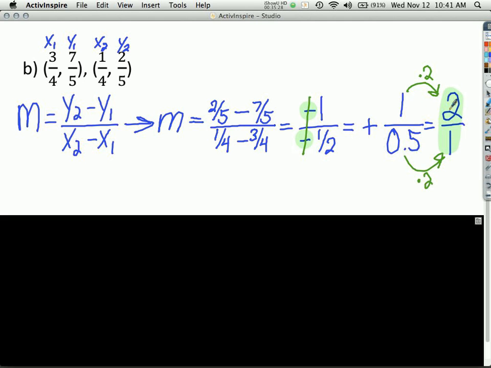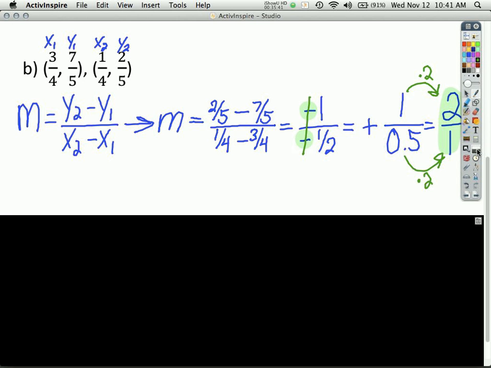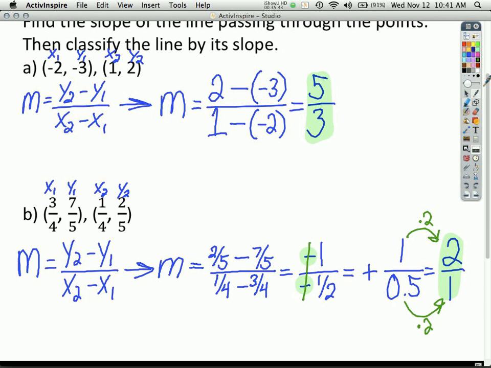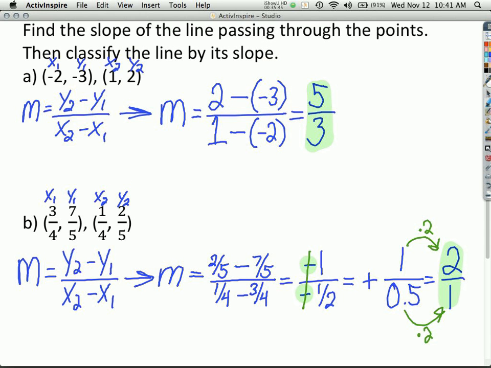Don't worry, you'll get used to it. So that seems like an awful lot of work, but it really isn't. We just went slowly and methodically. It will get easier. And the good news is that's the hardest one you're going to do all day. So it gets easier from there. Any questions so far on calculating slope?